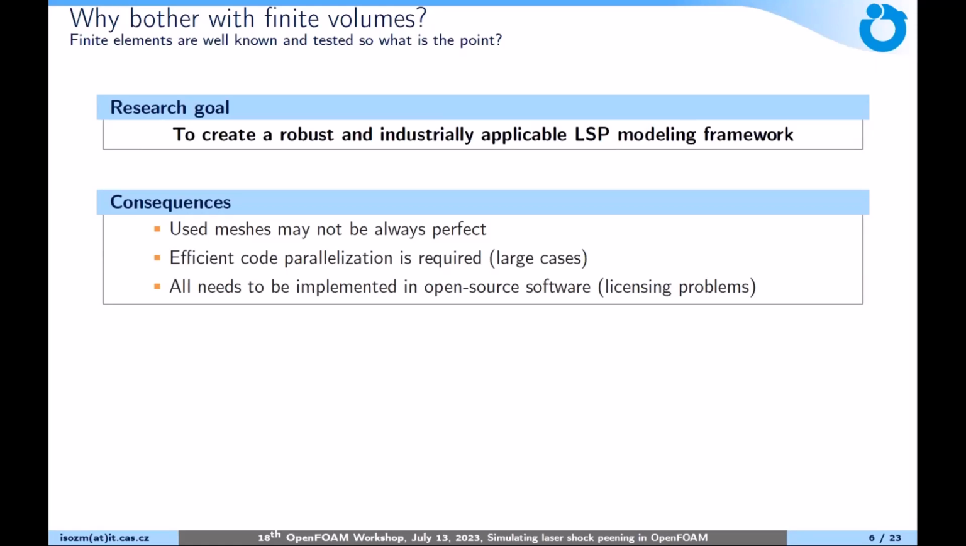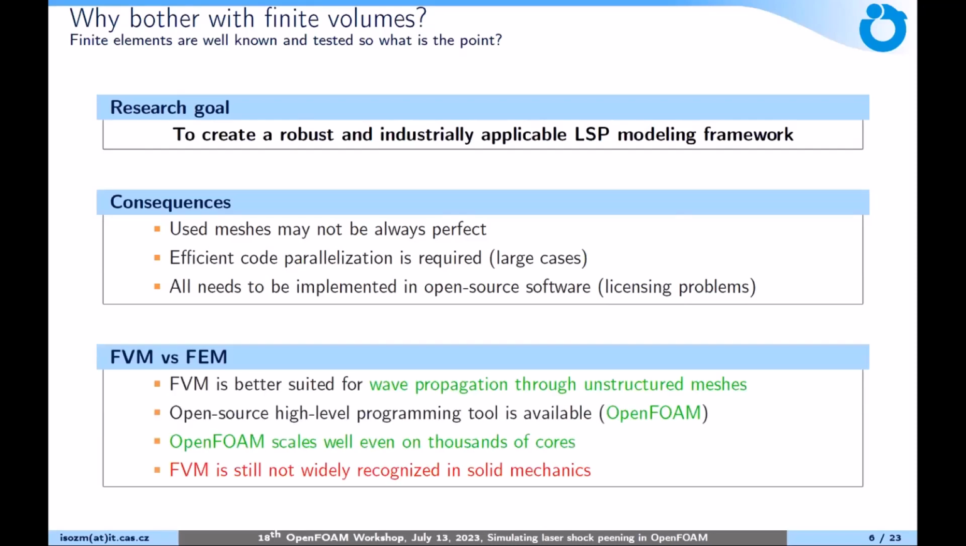Then we need efficient code parallelization, at least to some extent. And because this is in cooperation with industry, we need our codes to be open source because we cannot afford to have any licensing problems. So we keep the codes, but we need to be able to run them as we need, even on the machines of our partners. So that's it.